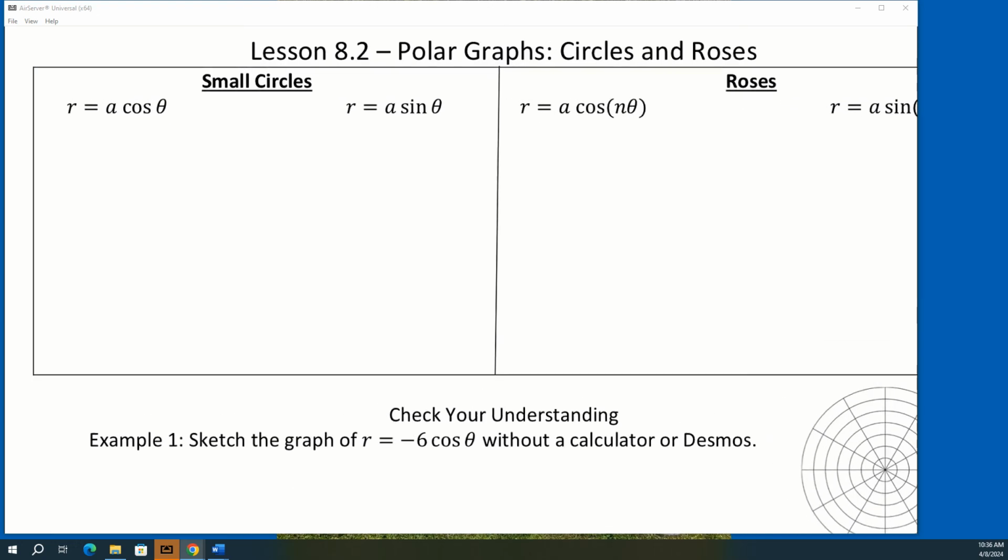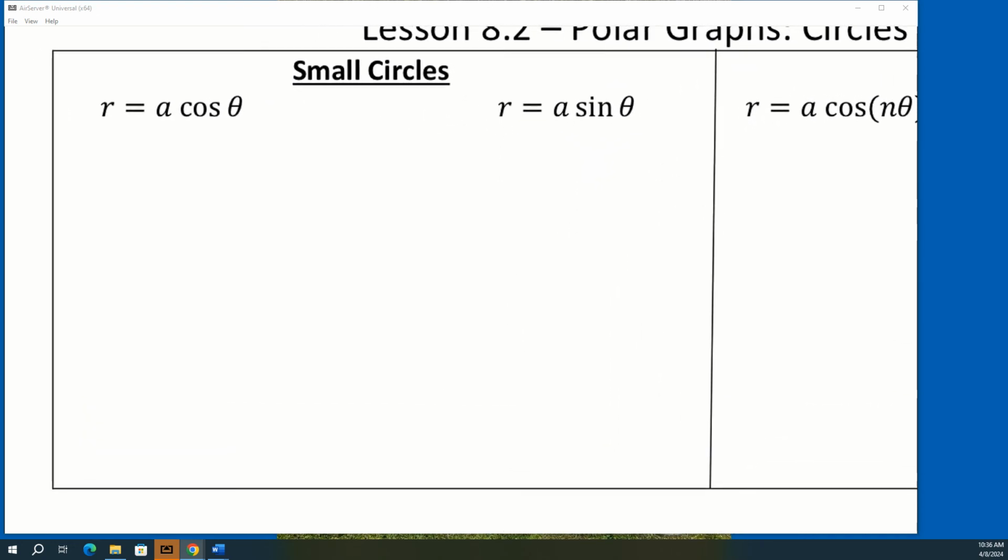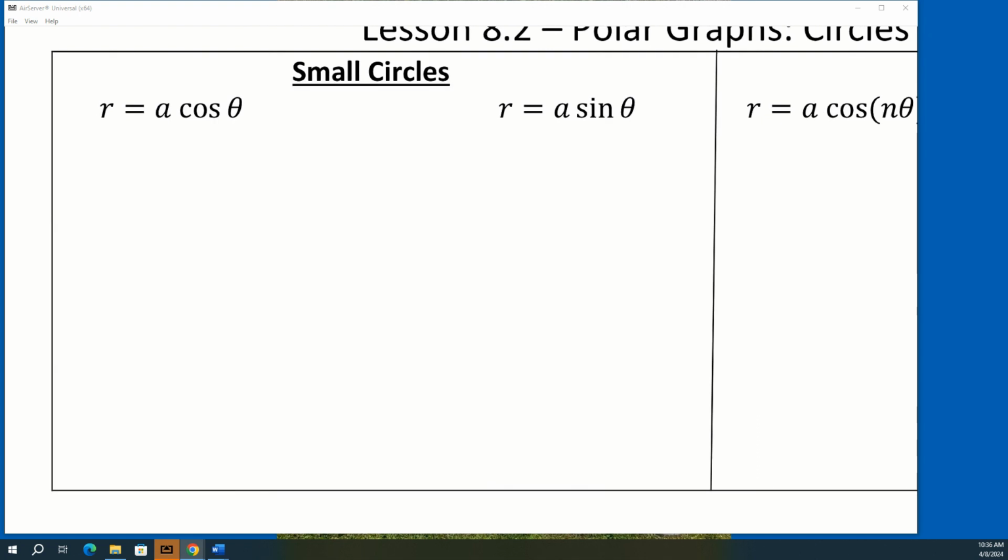All right, so let's see how much you guys remember from the Desmos activity. If you have a number multiplied by sine of theta or cosine of theta, it does create a little circle. Sometimes it circles to the right or left, sometimes it's above or below. But this number that you're multiplying it by, what part of the circle did that give you? Yes, that's the diameter.